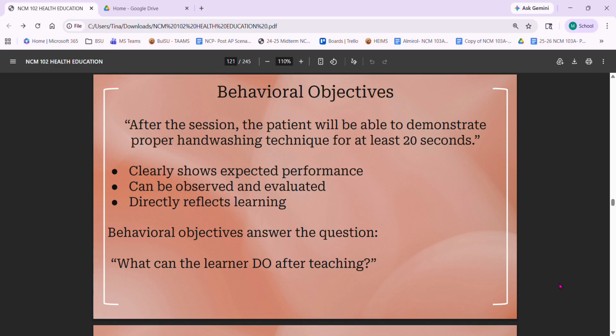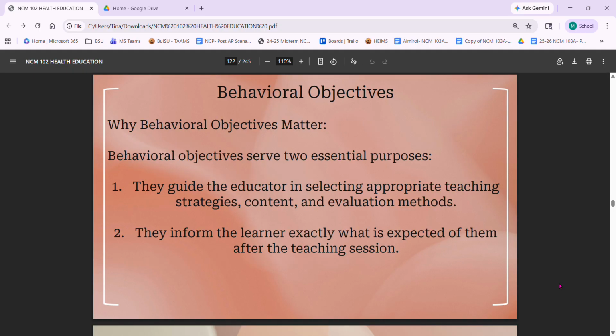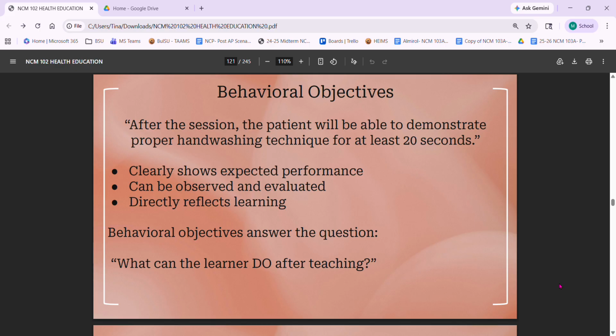So, sa behavioral objective, ang tatanungin mo, what can the learner do after the teaching session? Okay? So, more of learner-based to. Nakafocus ka kay student or doon sa patient mo. Okay? So, bakit importante? Okay? Sige, before we proceed, balik lang ako saglit dito.